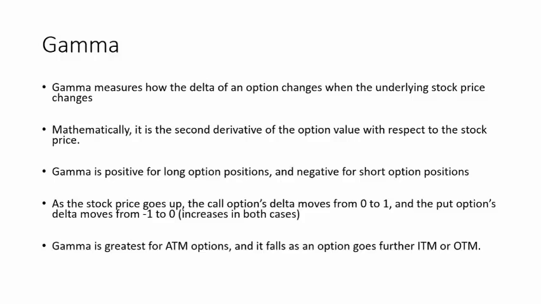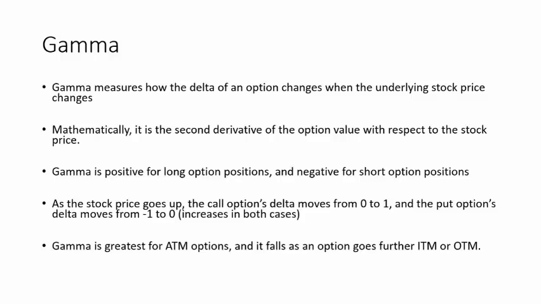Gamma measures how the delta of an option changes when the underlying stock price changes. So there's a subtle difference between gamma and delta. Right? Delta is looking at how the value of the option changes when the underlying stock price changes. Gamma, instead of looking at the option value, is looking at the option delta. So it's saying how does the delta change when the underlying stock price changes. Mathematically, it's the second derivative of the option value with respect to the stock price. Or equivalently, the first derivative of delta with respect to the stock price. Alright, so it's looking at how does delta change when the stock price changes.